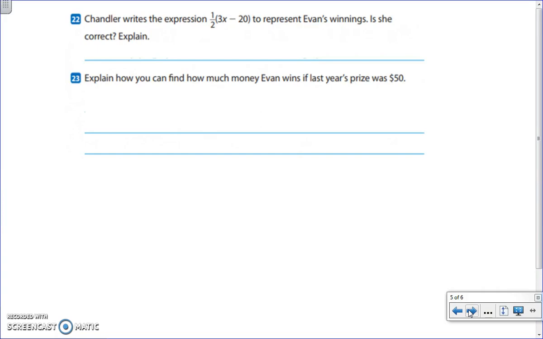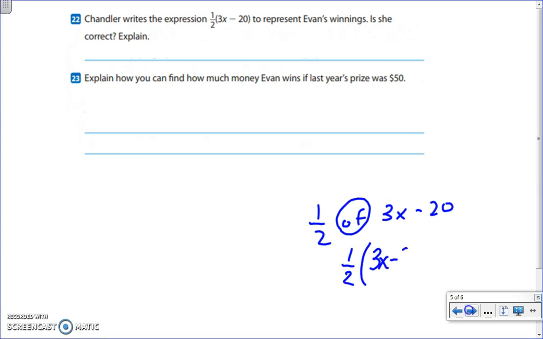When I know that we need to figure out half of something, I need to know what 1/2 of 3x minus 20 is. I know that this word "of" means multiply. And so I could represent that by squishing it up against the parenthesis, which indicates multiplication. Multiplying by 1/2 is the same as dividing by 2.